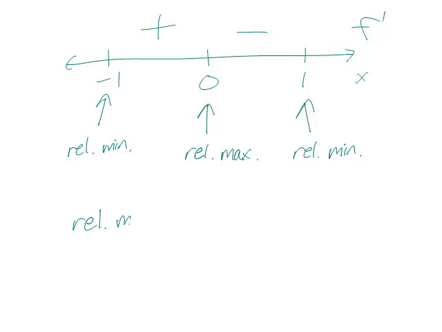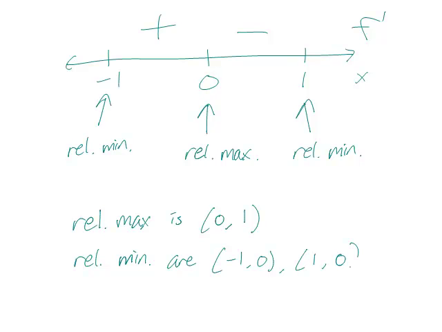So we can say that the relative maximum occurs at x equals 0, and the y value is 1, so the relative max is (0, 1). And the relative minima are (-1, 0) and (1, 0).